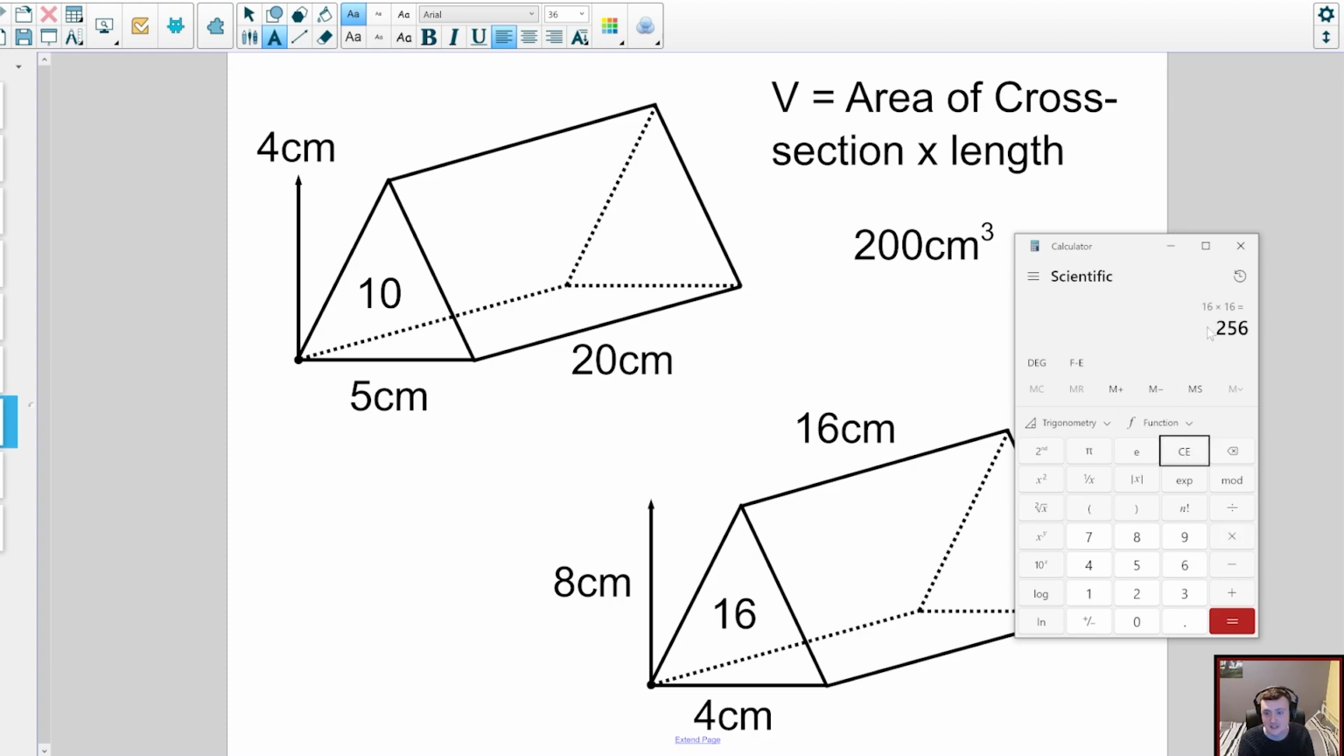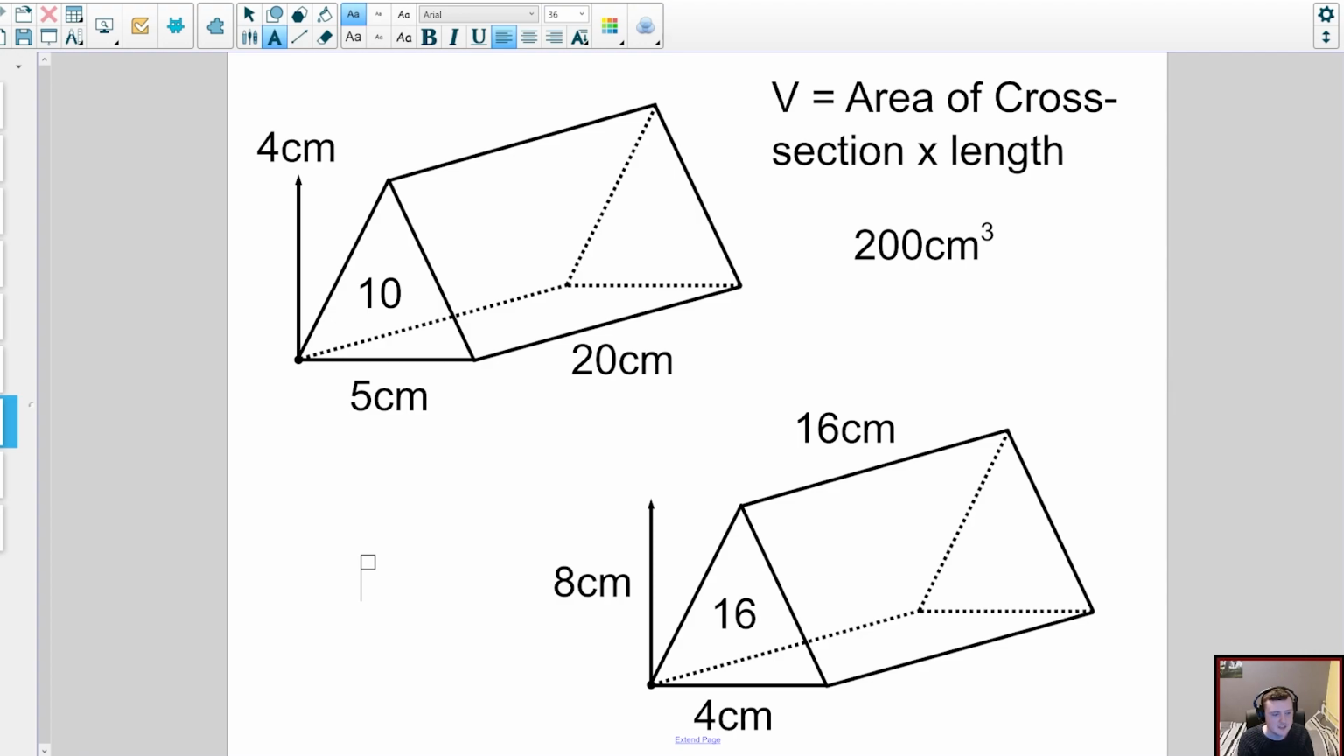Or 256, I am mistaken as well. Always good to check. 16 times 16 is 256. So we've got 256 centimeters cubed. I must have been thinking of something else that ends up with 216. Something cubed, probably. Right. So 16 times 16 gives us 256 centimeters cubed for that one.